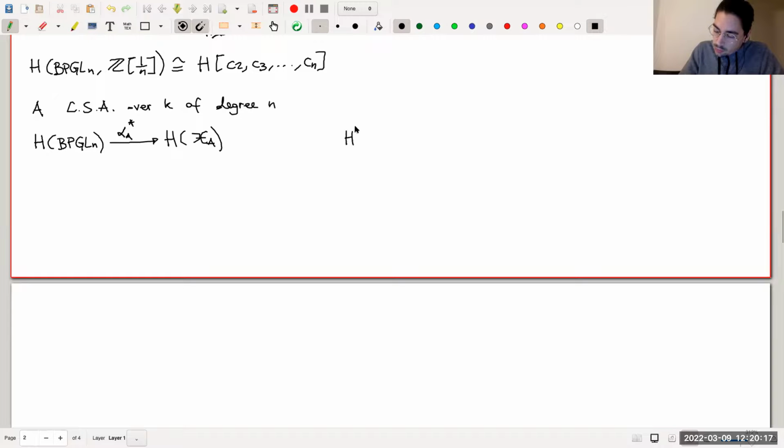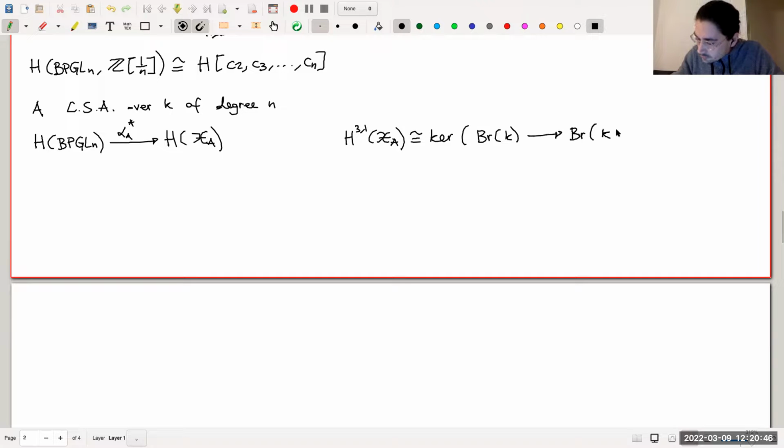Now, we have a knowledge of H^{3,1} of the Čech simplicial scheme of A. This is actually already present, I guess, in work by Voevodsky and also Merkurjev, Suslin. Several people studied this Čech simplicial scheme, but you can identify this cohomology as the kernel of this map, the Brauer group of K to the Brauer group of the function field of the Severi-Brauer variety of A. And then we know that this is generated by the Brauer class of A inside the Brauer group of K.